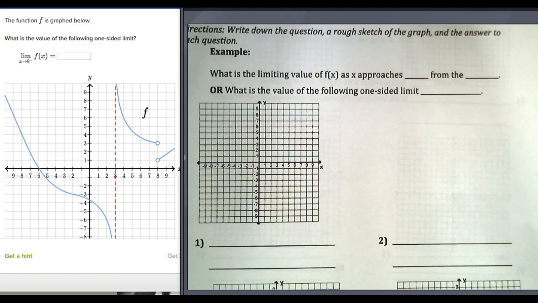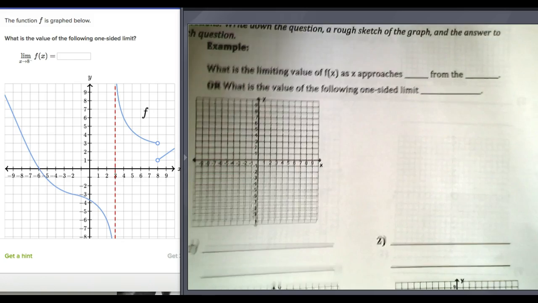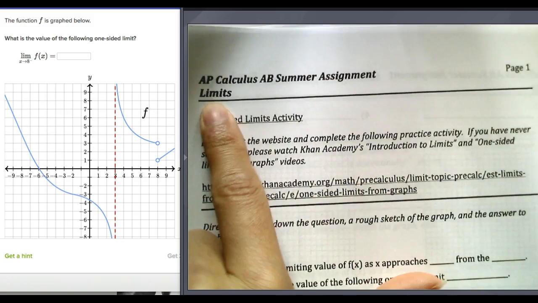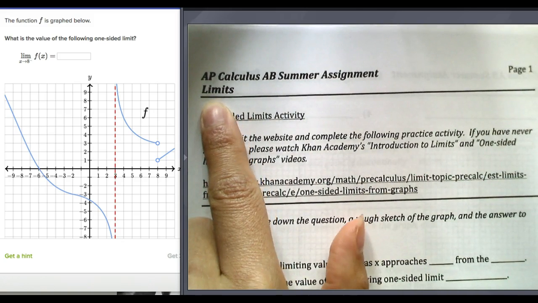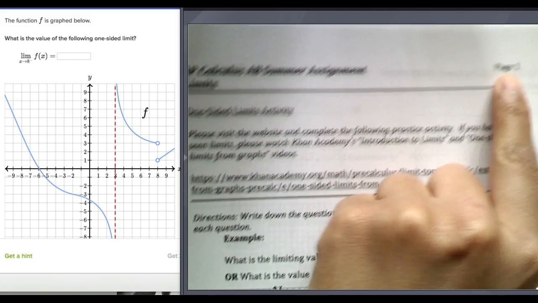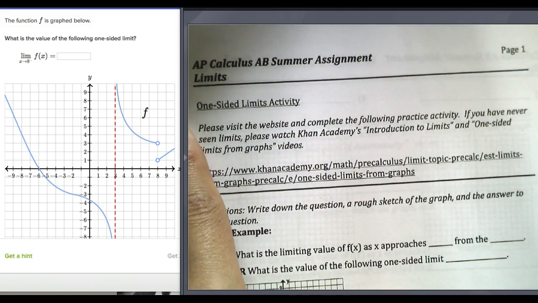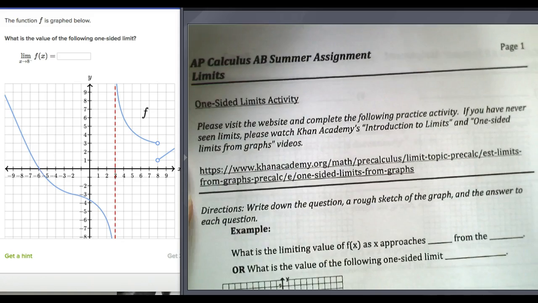Hey guys, we're going to look through an example from the packet. This one is from the limits packet. So this is the limits assignment. We are on page 1 right now. We're looking at one-sided limits. So this is the one-sided limits activity.